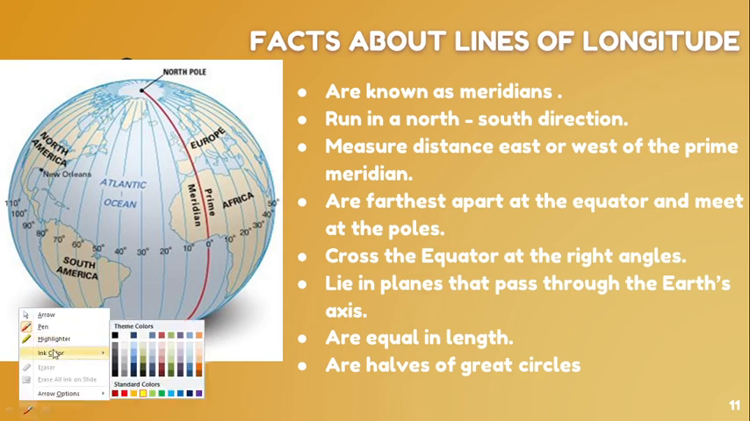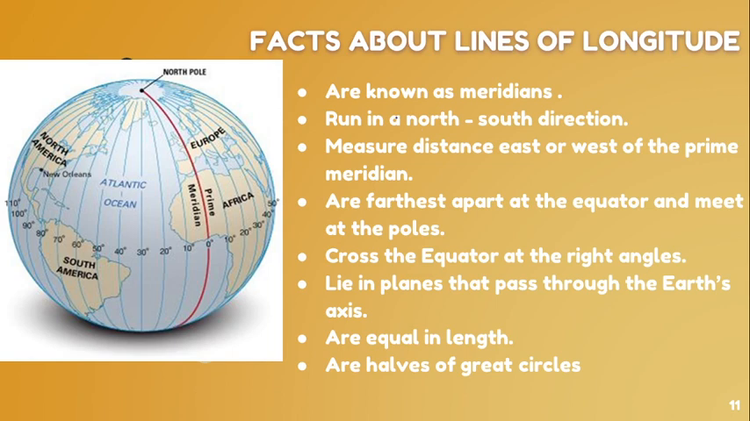So now let us learn facts about longitudes. These are known as meridians, which I told you, and they run north to south. Here is north and this is our south. They run from here to here, right? And then they measure distance east or west.